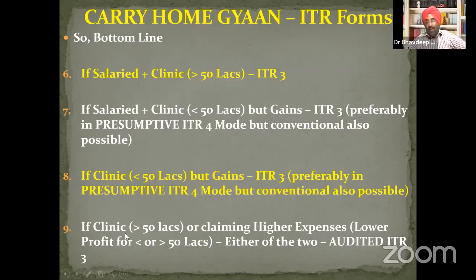So if the clinic income is greater than 50 lakhs, or claiming higher expenses, meaning lower profit, whether your range is 50 lakhs or less, even less than 2.5 lakhs, then you need to have an audited ITR. Otherwise, if below 50 lakhs, there is no audit requirement.